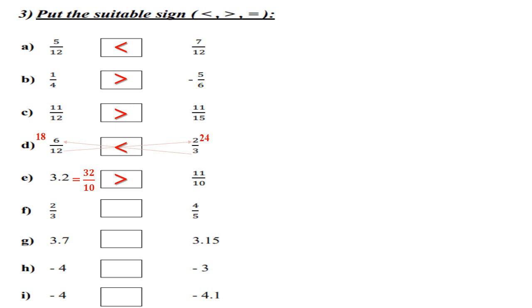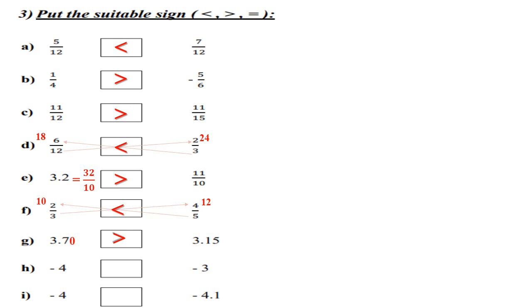F. 2 over 3 and 4 over 5. Here we have different fractions, so we are going to make scissors. I will multiply 5 by 2 and the answer is 10, and 3 by 4 and the answer is 12. 12 is bigger than 10, so 4 over 5 is bigger than 2 over 3. G. I have 3.7 tenths and 3.15 hundredths. Here I have to make a balance. Now 3.70 hundredths is bigger than 3.15 hundredths.